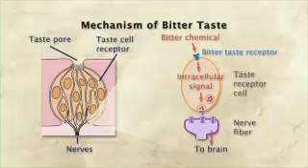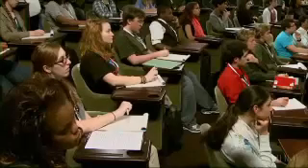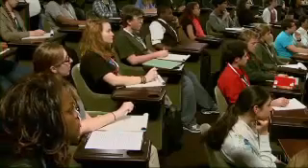Now, here's an enlarged picture of the taste bud on the left-hand side of the slide. And on the right, we have an example of a bitter tasting chemical interacting with the bitter taste receptor, which is on the surface of the taste receptor cell. And the taste receptor cell forms a synapse with a nerve that sends electrical signals to the brain where bitter taste is perceived.